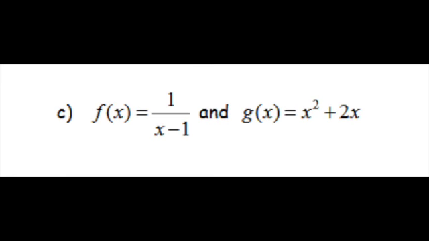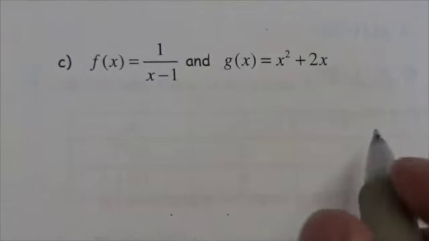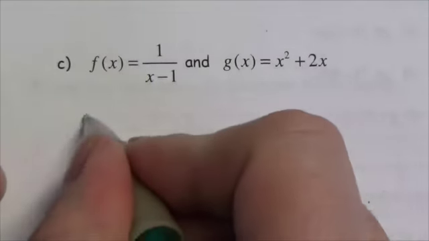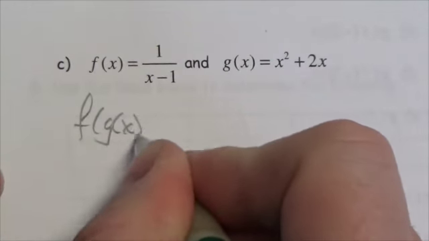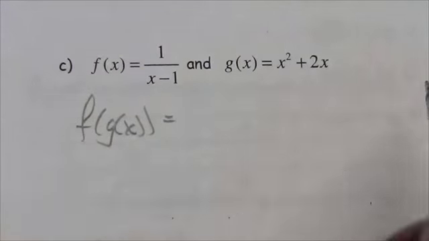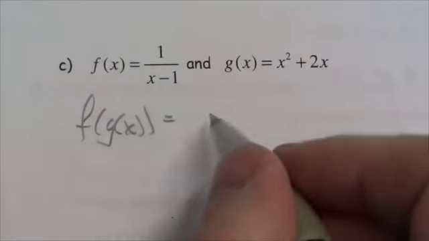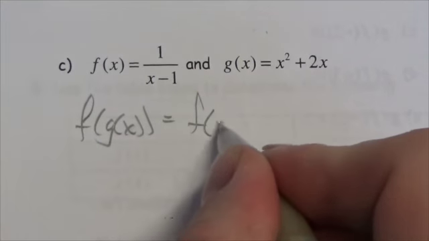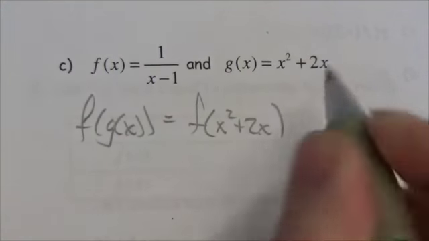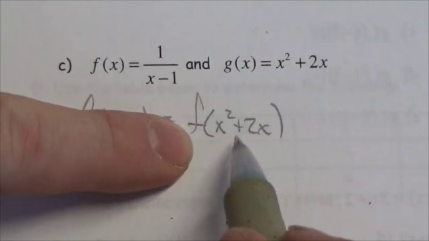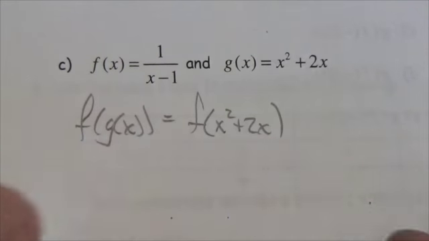F of x is 1 over x minus 1, and g of x is x squared plus 2x. Okay, one last time here. F of g of x. And I will substitute right away. G of x is going to be x squared plus 2x. So this expression here takes the place of the independent variable in f.